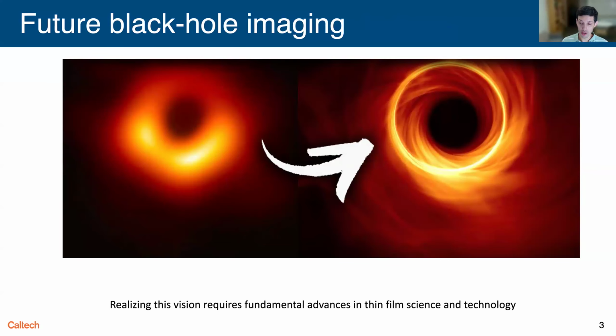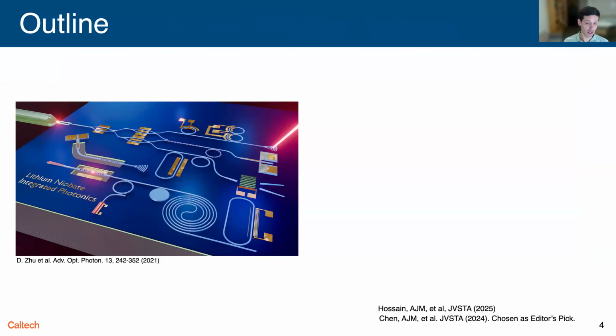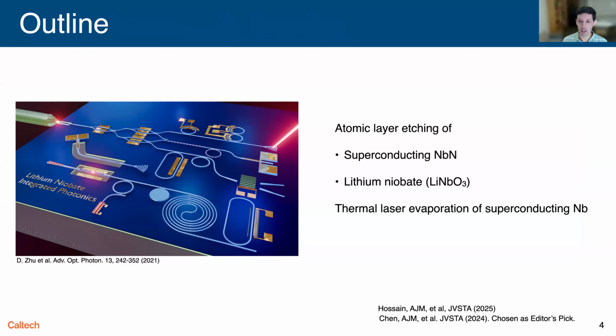And so that motivates our group's research into a few topics, and then more broadly, it's solid-state technologies, for instance, this lithium niobate quantum photonic integrated circuit. For all of these technologies, we really need ways to deposit, process, and etch materials with atomic scale precision. And so that's what I'm going to talk about today. The first two topics are atomic layer etching of superconducting niobium nitride and lithium niobate. And then, although the talk title is atomic layer etching, we have some very recent results on thermal laser evaporation of superconducting niobium films, which I wanted to present, and I think it'll give a nice variety to the talk to finish things up.